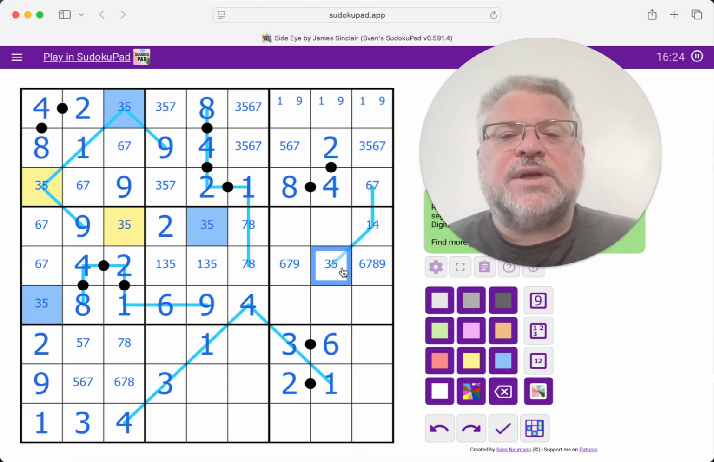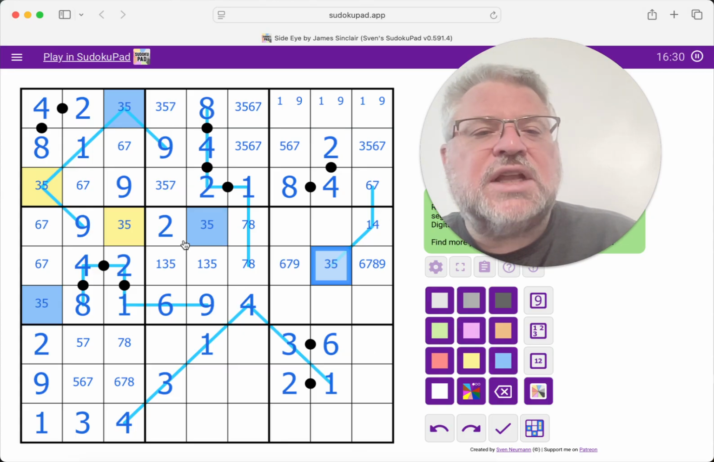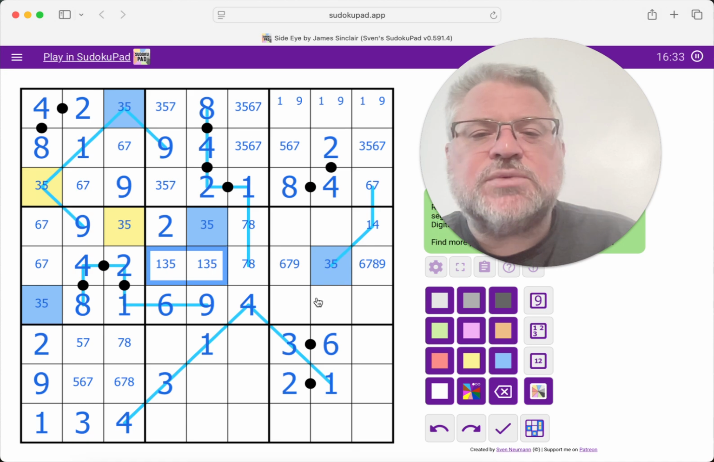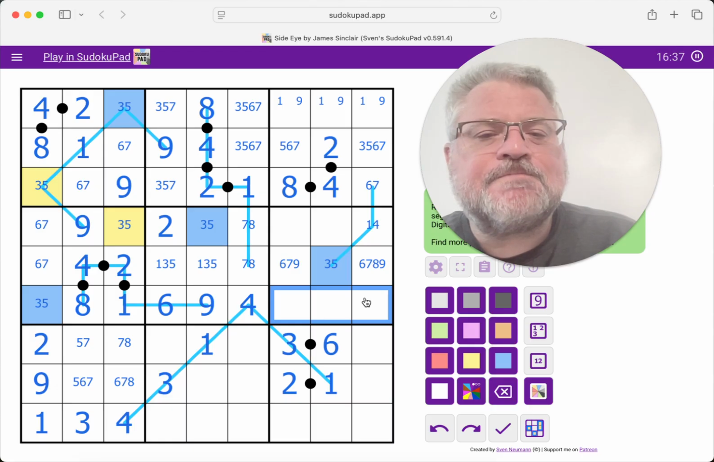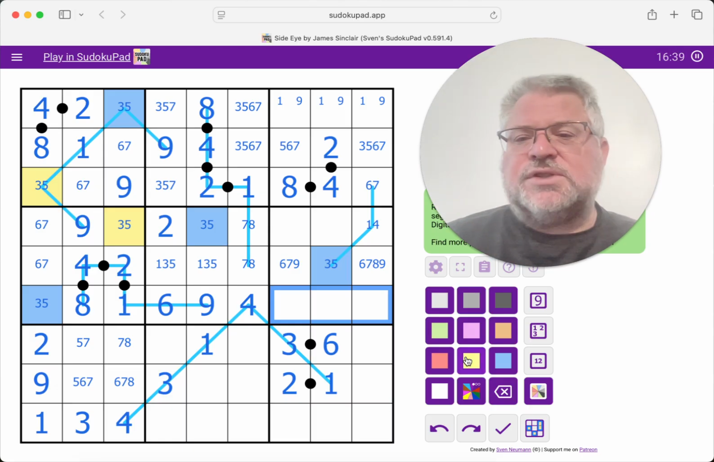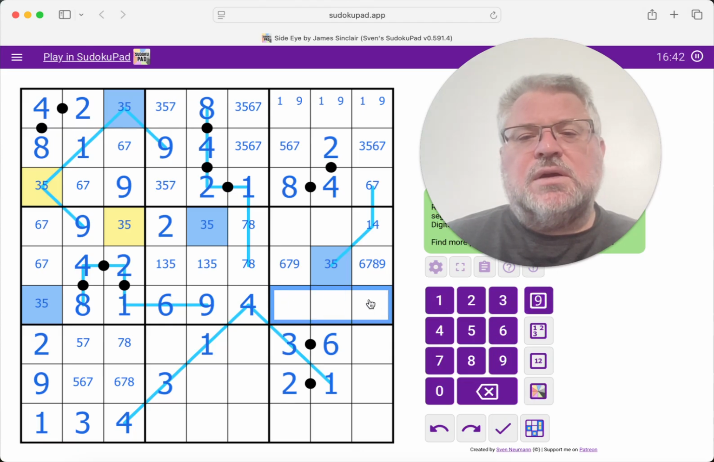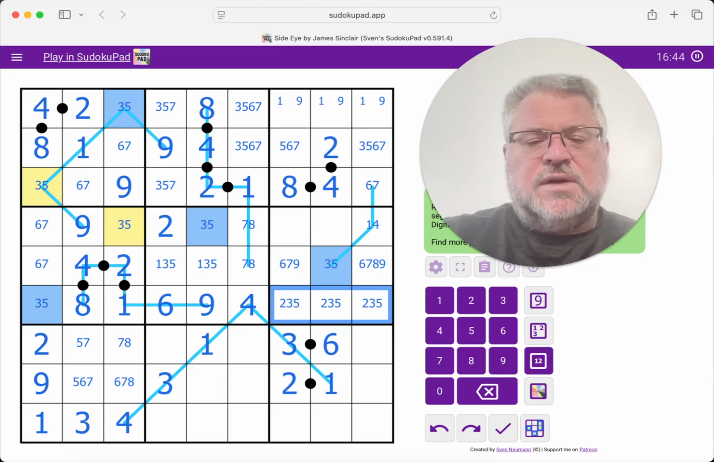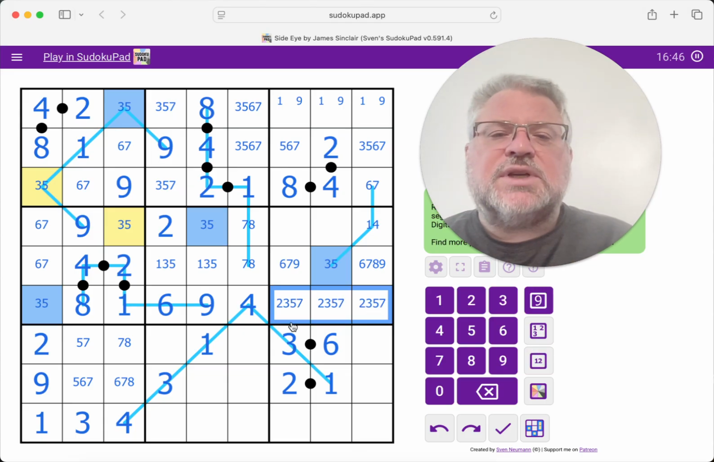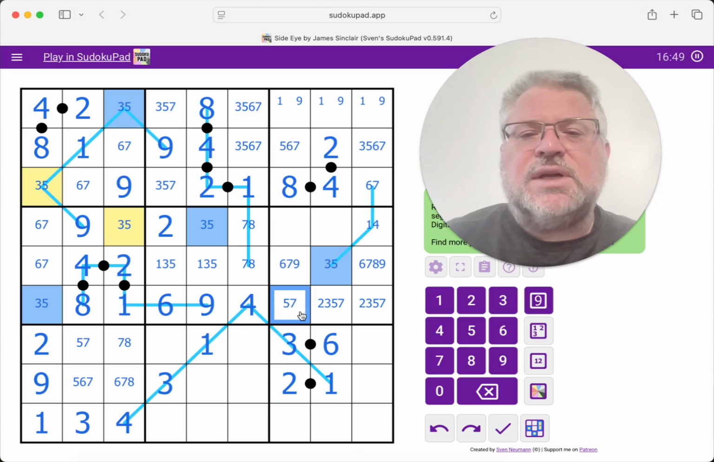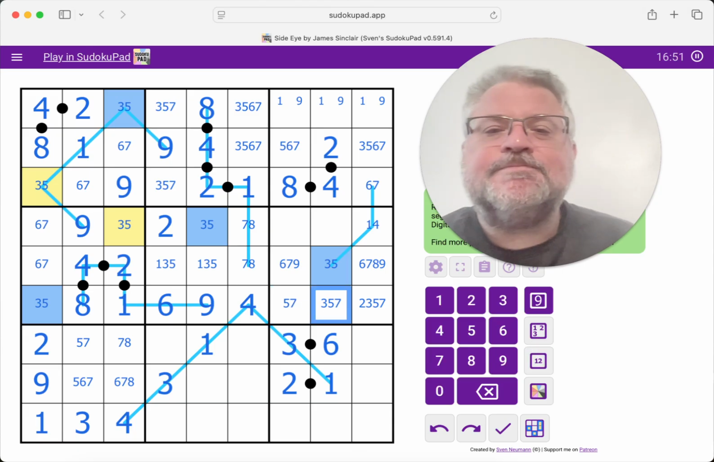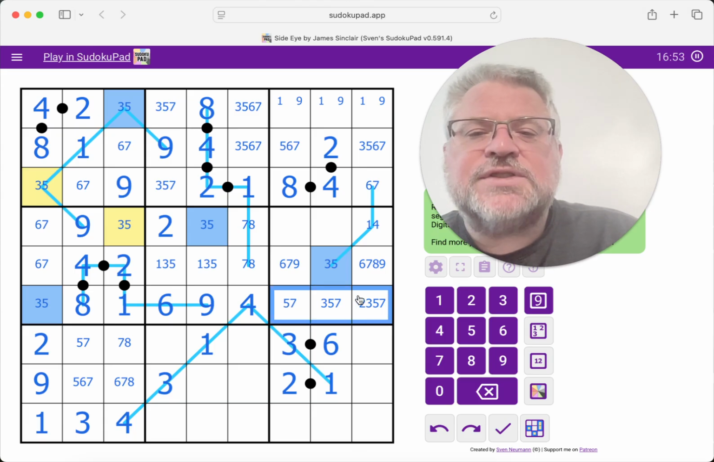Now blue has to be in one of these 3 cells. The only place it can be is here, so this is blue. Where does yellow go? Yellow's going to be in one of these, which means it's going to be in one of these. In fact, these 3 cells are from 2, 3, 5, and 7. This one can't be 2 or 3. This one can't be 2. So the yellow 3, 5 is down here along with 2 and 7.